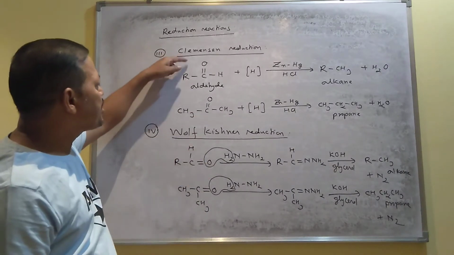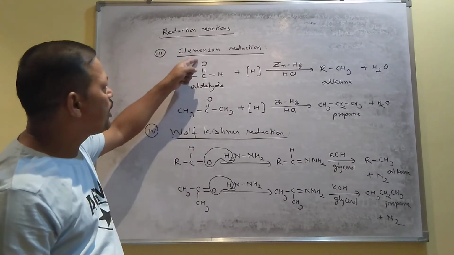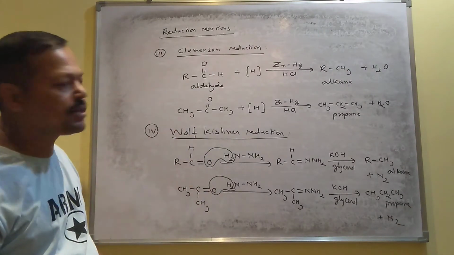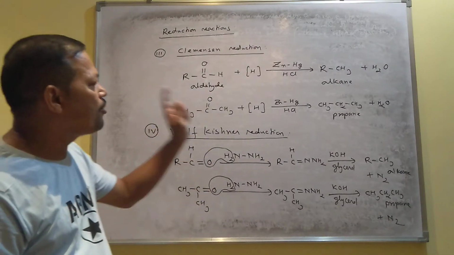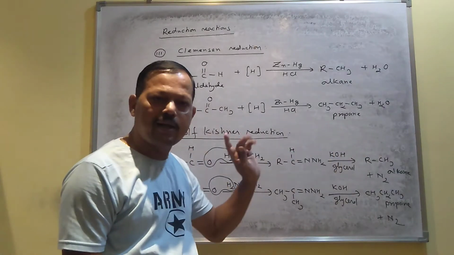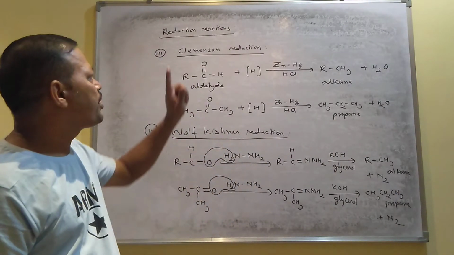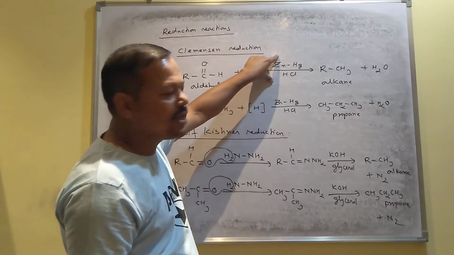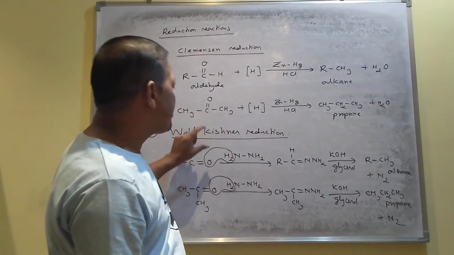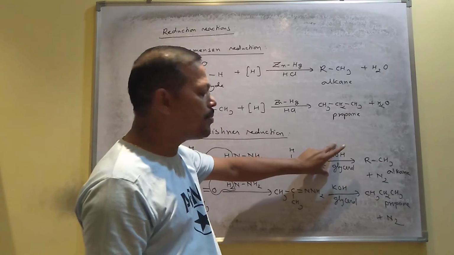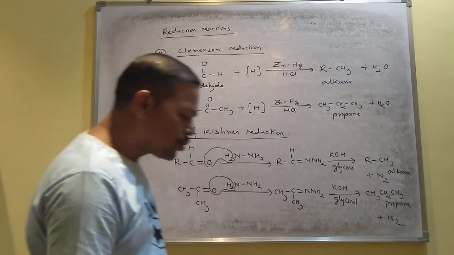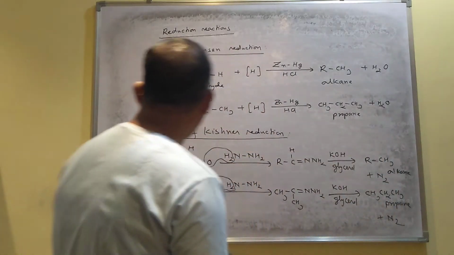So in both the Clemmensen reduction and Wolff-Kishner reduction, aldehyde or ketone is converted to the corresponding alkane. The only difference is that in Clemmensen reduction they use zinc amalgam and HCl as reducing agent, and Wolff-Kishner uses potassium hydroxide and glycerol as reducing agent. So these are about reduction reaction.